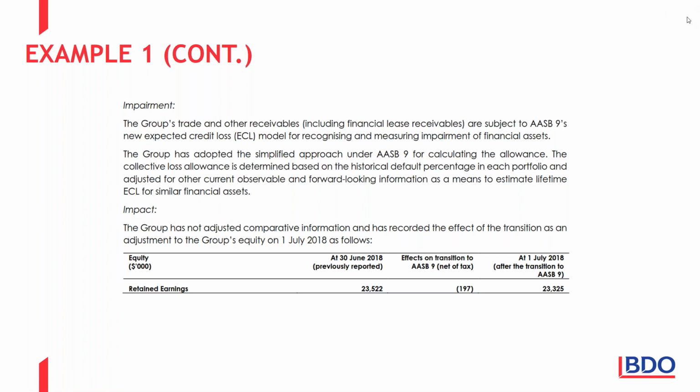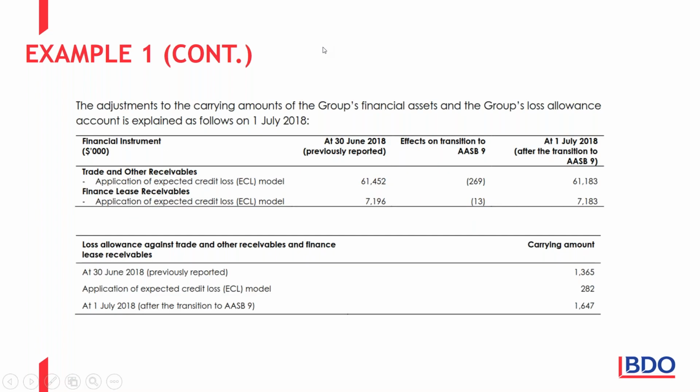And then the final slide, well, the penultimate slide in this example, is then how the line items in the balance sheet have changed. Now this is important because they actually haven't adjusted the comparatives. The comparatives have not been adjusted, but what they've done is they've actually shown which line items in the balance sheet have changed at the transition date because of taking this transition adjustment through open retained earnings. In this case, it was the finance lease receivables and the trade and other receivables.